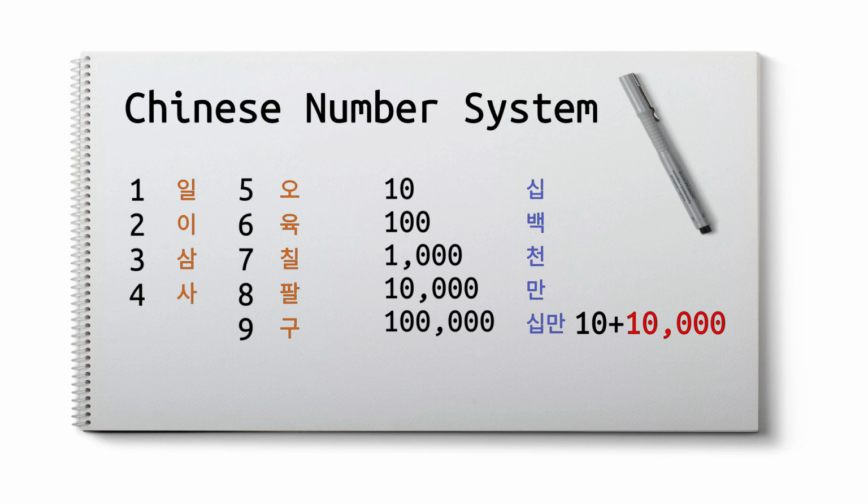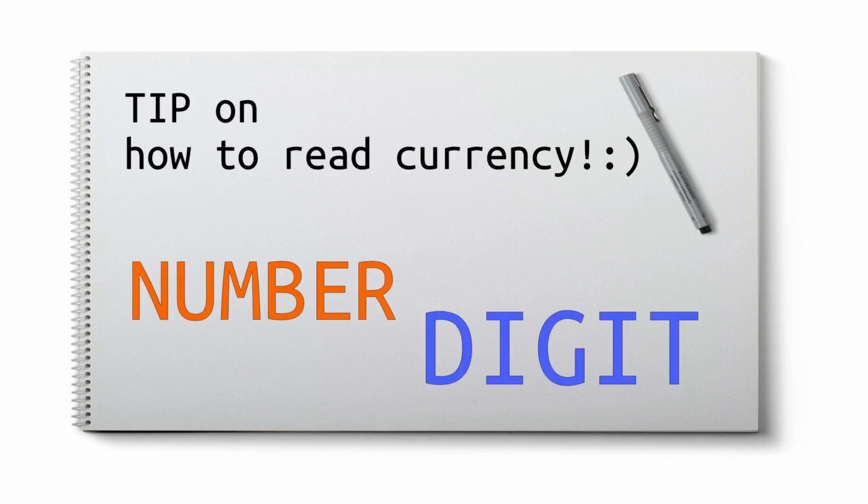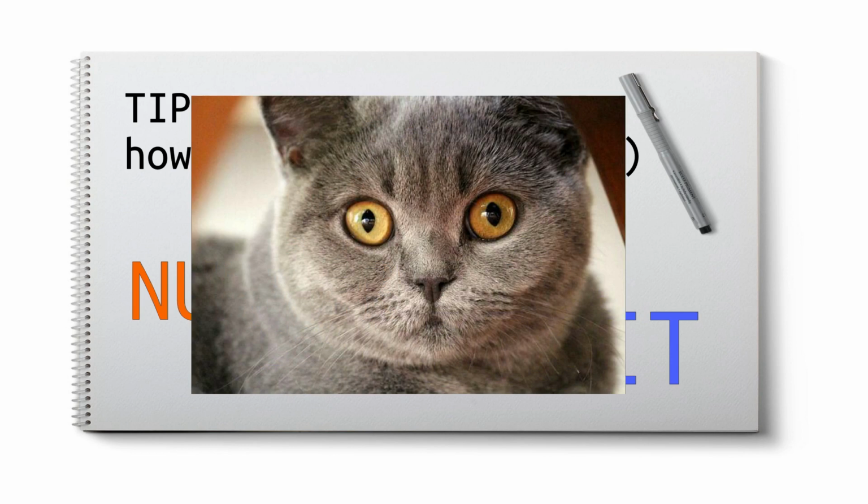So now that we studied the basic foundation of how to read the numbers from 1 to 9 and digits from 10 to 100,000, now let's go to the next page. I'm gonna show you a very interesting tip on how to read Korean currency. So when you read Korean currency, you're going to use the combination of number and digit. You may be probably wondering a lot of things by now. So I'm gonna show you quick examples.